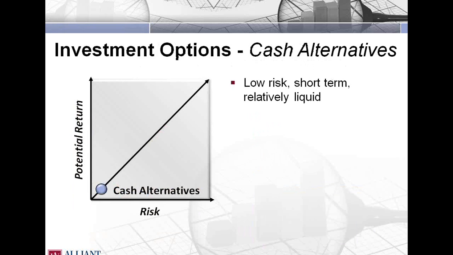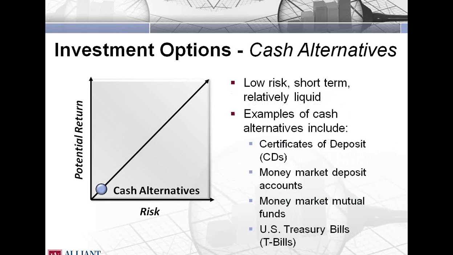Cash alternatives are relatively low risk, short-term, and generally fairly liquid. In other words, you can convert them to cash quickly if needed. You might use cash alternatives to provide you with relative stability, to maintain a ready source of cash for emergencies or other purposes, or to serve as a temporary parking place for assets until you decide where to put your money longer term.